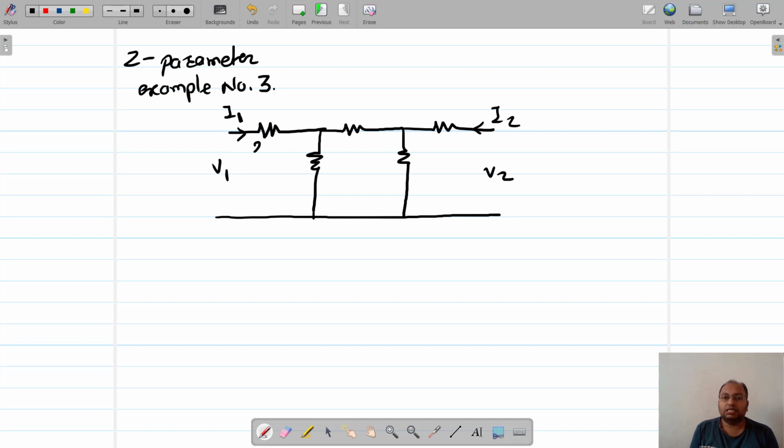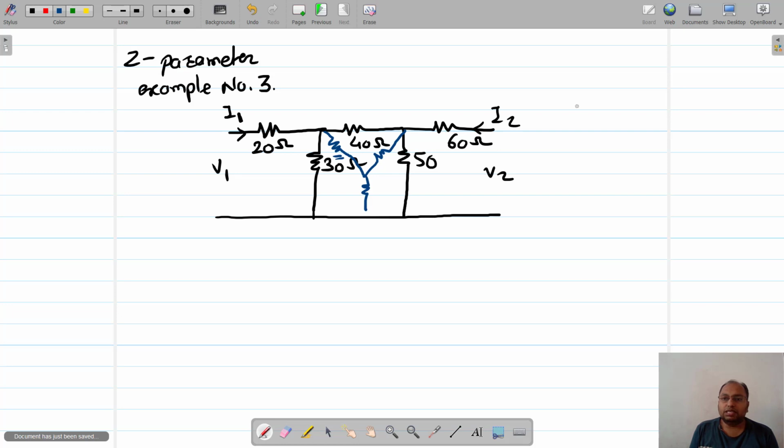Let us say this is a 20 ohm resistor, this is a 30 ohm resistor, 40 ohm resistor, 50 ohm resistor, and 60 ohm resistor. Is that fine? Okay, so let us apply Z parameter for this. First we need to go for the delta to star transformation. So let us convert it. Let us draw the star network inside this, and find out the values of this star network.